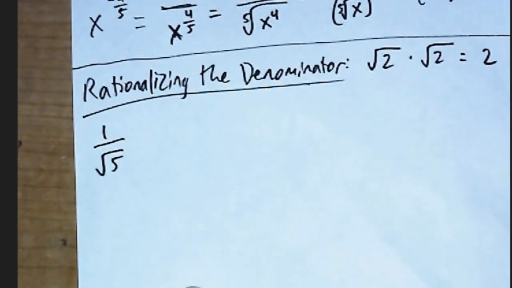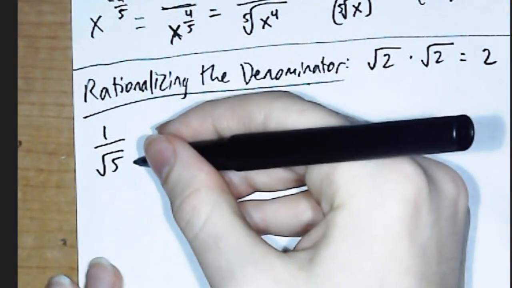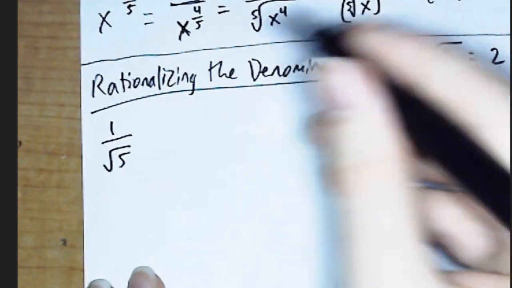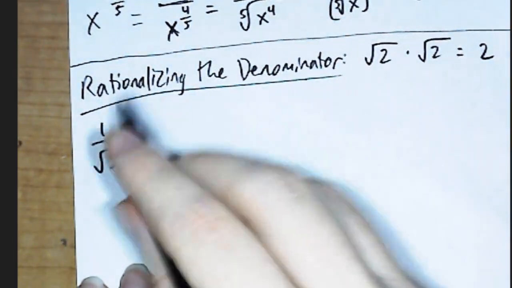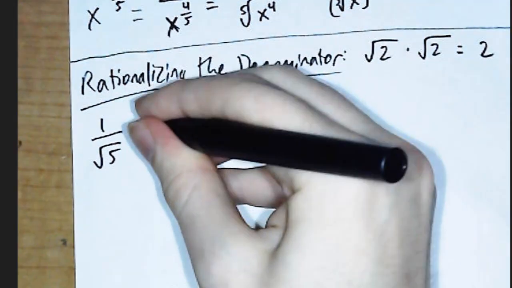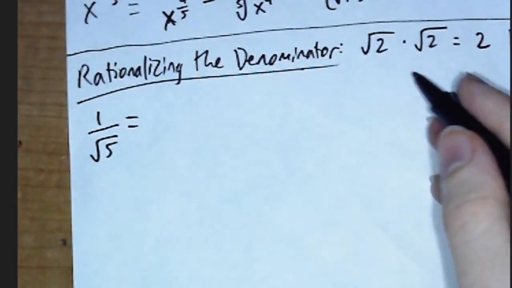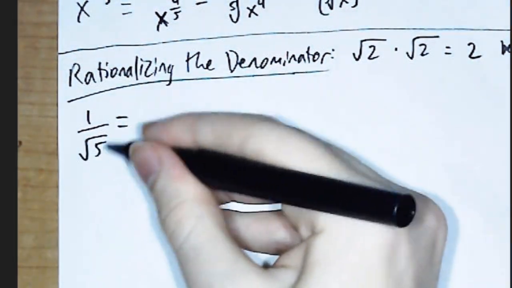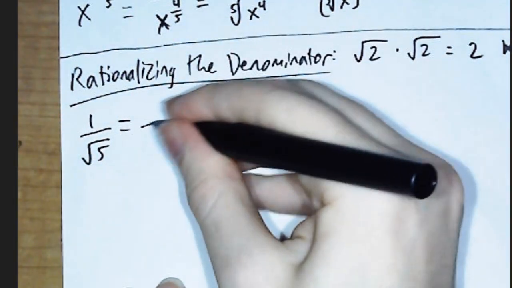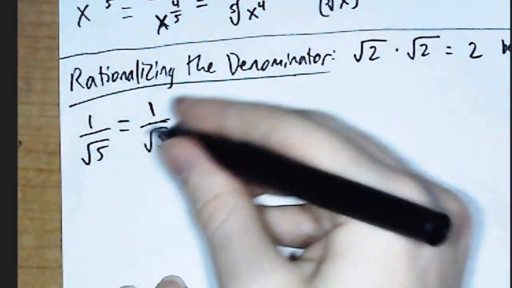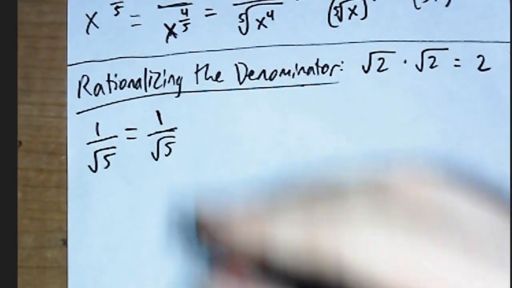Therefore, 1 over the square root of 5 can be written, or you can use this technique to rewrite this in a way such that the square root is not in the denominator. So there we go. So now we're going to rewrite it like this. And you might think, well, wait, I just wrote the same thing, but we're going to do something with it.